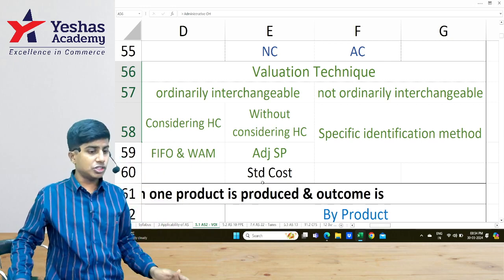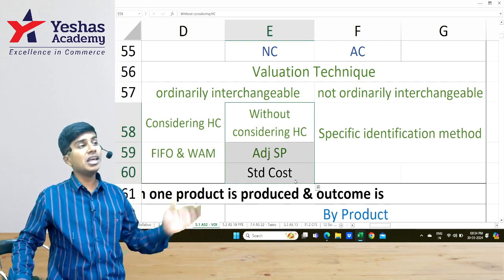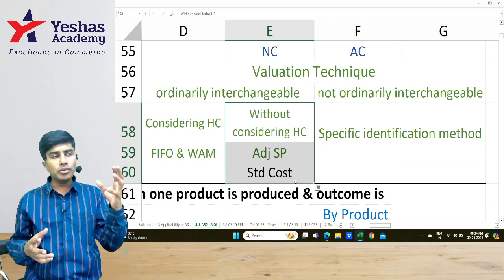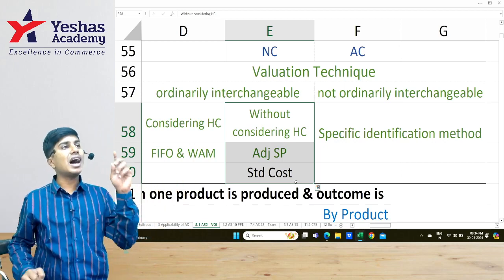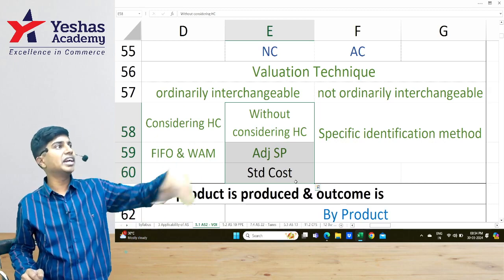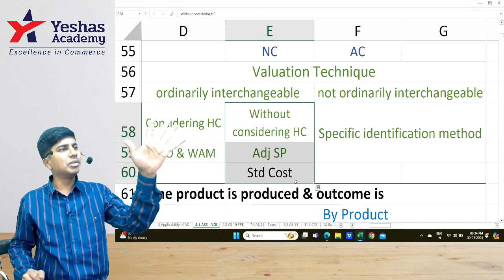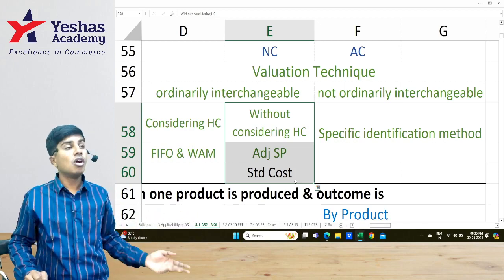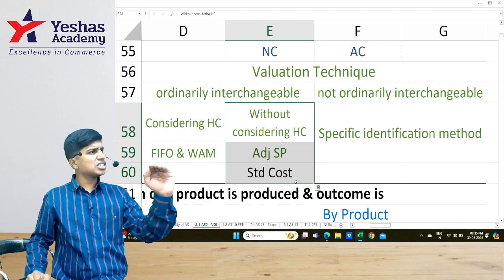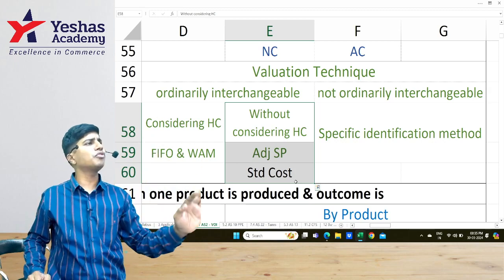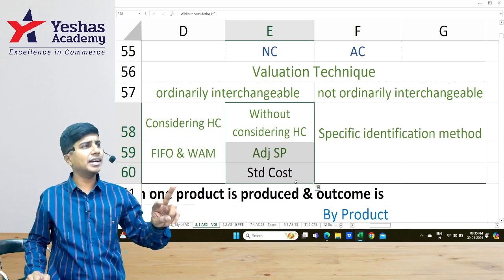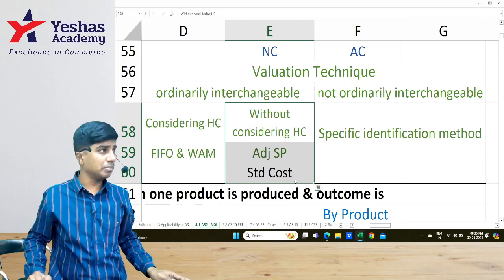If we are not considering historical cost, for example, we're doing business in the FMCG sector where the number of units involved is huge and value per unit is very less, there we follow the adjusted selling price method. We'll identify the closing stock at selling price and eliminate the profit margin from this. That will give us closing stock at cost. Or standard cost: we fix a cost price per unit and multiply it with the number of units. That itself is the cost price of the closing stock. Standard cost method or adjusted selling price method.